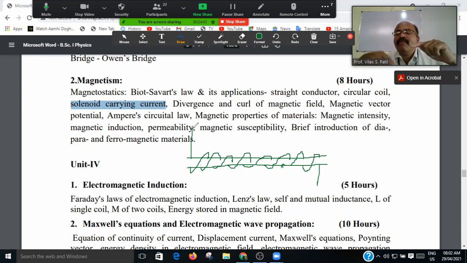If a uniform insulating wire, that is the conductor, is wound on a long and straight insulator like wood, like plastic, like paper.